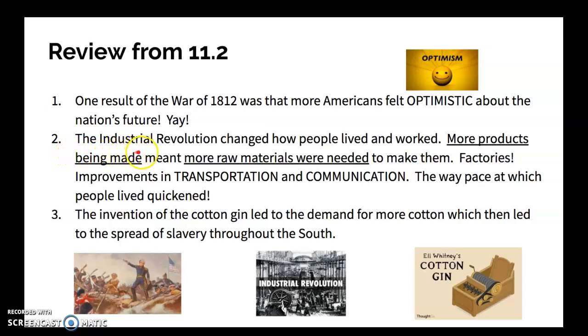We also remember that the Industrial Revolution changed how people lived and worked. A lot of people had been farmers, but during this period, starting in about the 1790s, a lot of people started switching their source of work from farming to manufacture in factories. Raw materials were needed to make all kinds of manufactured goods. Then we talked about improvements in transportation and communication. We're going to look more at transportation today. And then this is the invention we really focused on, the cotton gin. It led to the demand for way more cotton in the South, and that led to the spread of slavery. It's going to lead to a lot of other things coming up in the next few decades of our story.